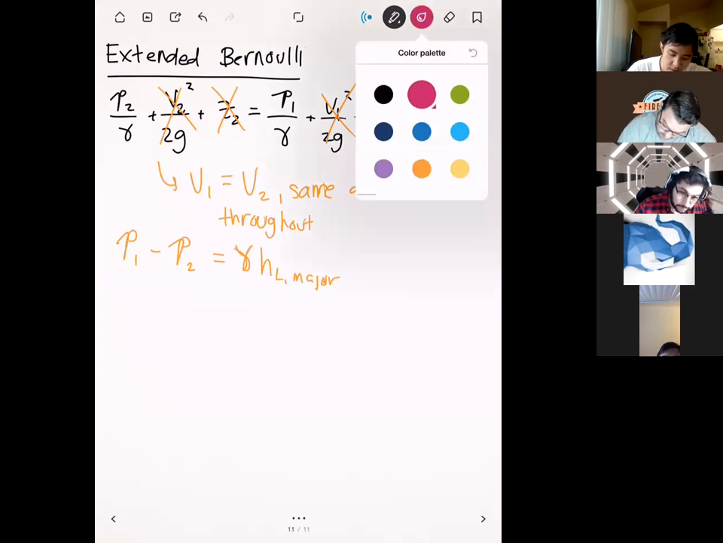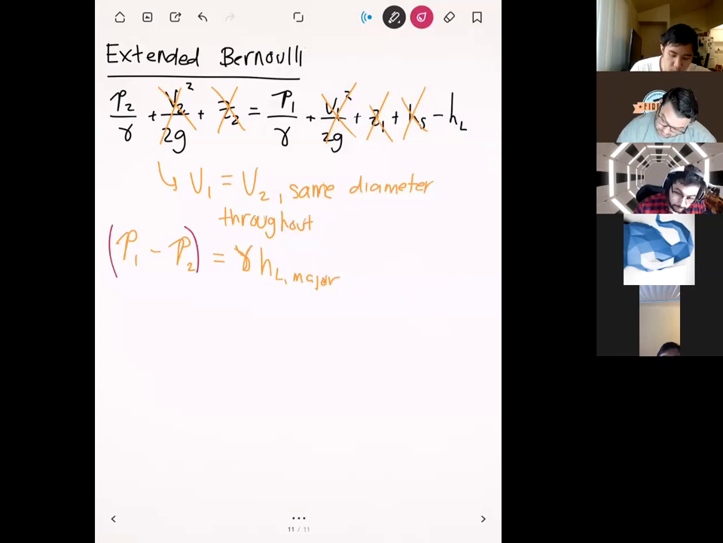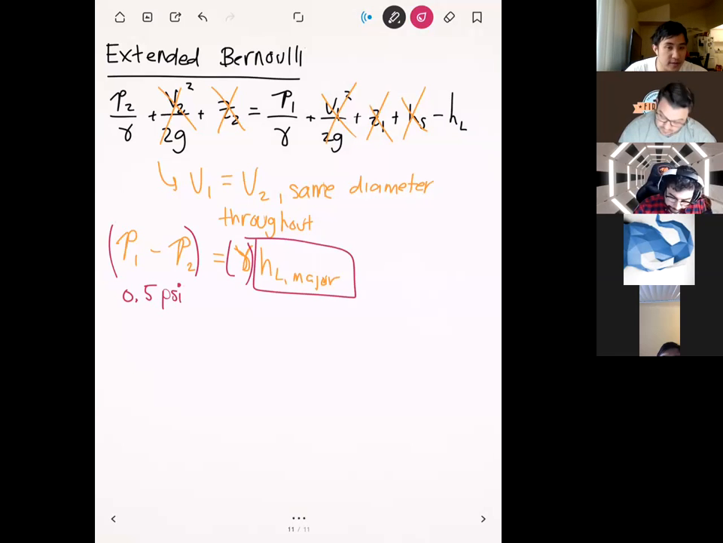Okay. And so in this problem, we're given this pressure drop. So we know this pressure drop is 0.5 psi. We know gamma because that's just going to be the density times the gravity. And so the only thing that we need to solve for is the major losses. And so remember, the problem asks for diameter. Right now there's no diameter actually in the problem, but where the diameter comes in is actually through the major losses. And so let's write out our formula for major losses again.